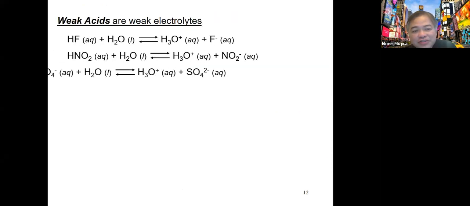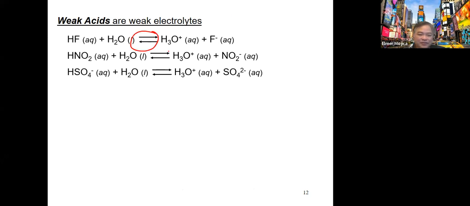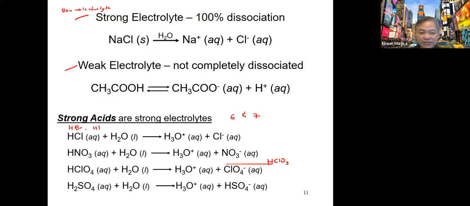Now, weak acid, on the other hand, if you're going to look at the double direction arrow, it is what? Reversible. Now, weak acid, when you put it in solution, the major species that you have in the solution is still the weak acid, because only a small percentage of the acid dissociates to form the positive and negative ions. Okay? Tanda niyo yun, ha? So, weak acid is everything that is not listed here. That's the basis. And remember, all acids are named as acid. Right?